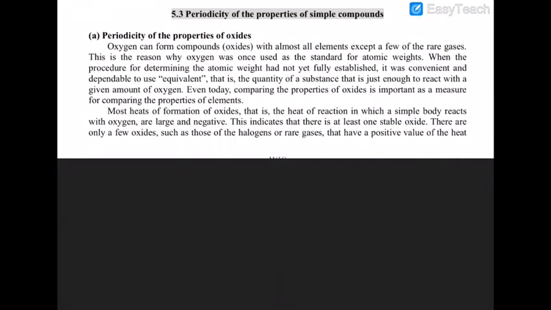Next thing is very, very important, that is the periodicity of some simple compounds. Oxygen forms compound oxides with almost all elements except a few rare gases.